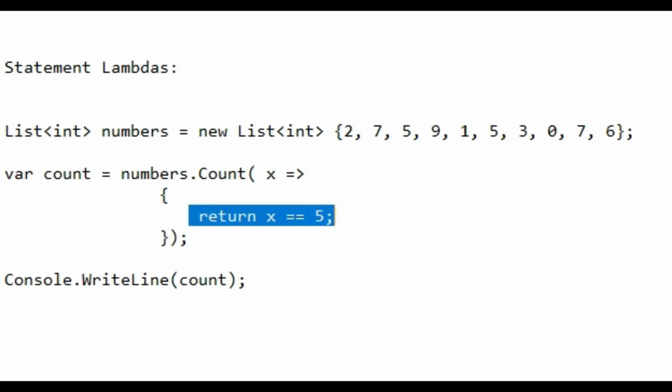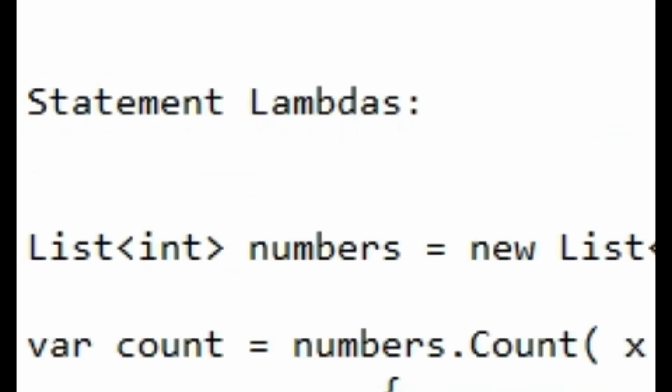Using a statement lambda here is unnecessary, but it is enough to show the syntax. Return x equals 5 will return a boolean, just like the expression in our earlier lambda. Then the Count will count the number of items satisfying the expression. So far, we have seen how lambda expressions are used in LINQ, but they are not constrained to this. They can also be used to create delegates.